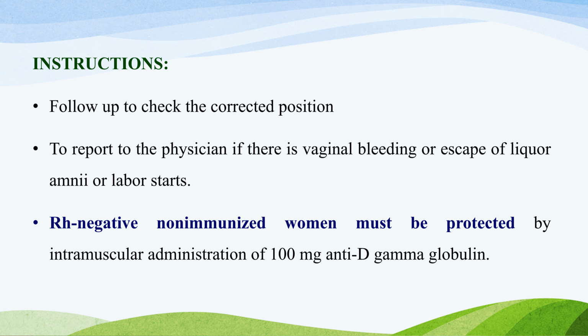The third one is that RH negative non-immunized women must be protected by the intramuscular administration of 100 mg anti-D gamma globulin. If the woman is RH negative, it means that the woman has A negative, AB negative, B negative, or O negative blood group. In that case, the woman has to be given intramuscular administration of 100 mg anti-D gamma globulin to prevent the baby from RH incompatibility.